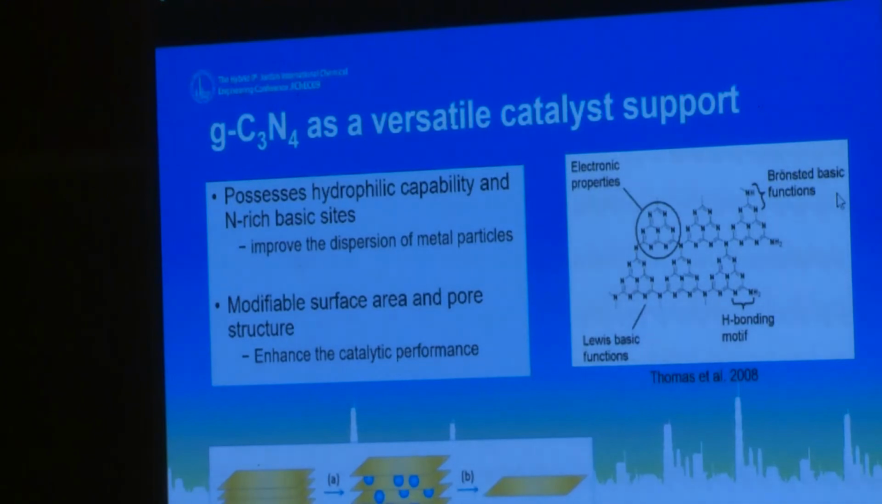Furthermore, there are some characteristics of carbon nitride that make it a versatile catalyst support. First, it possesses hydrophilic ability and nitrogen-rich basic sites to improve the dispersion of metal particles. Secondly, the surface area and the pore structure are modifiable, and this can enhance the catalytic performance for the higher surface area catalyst.